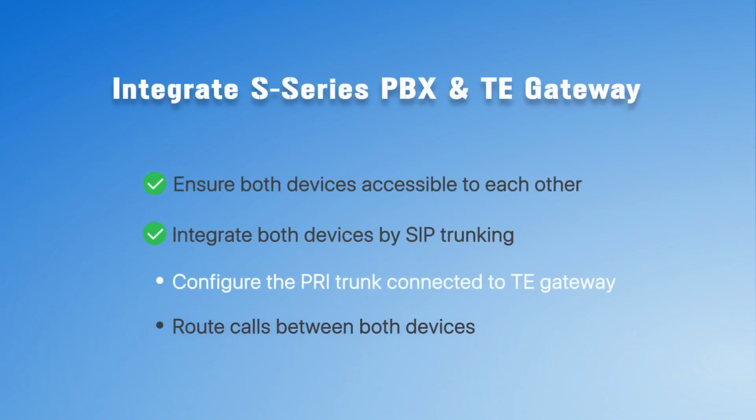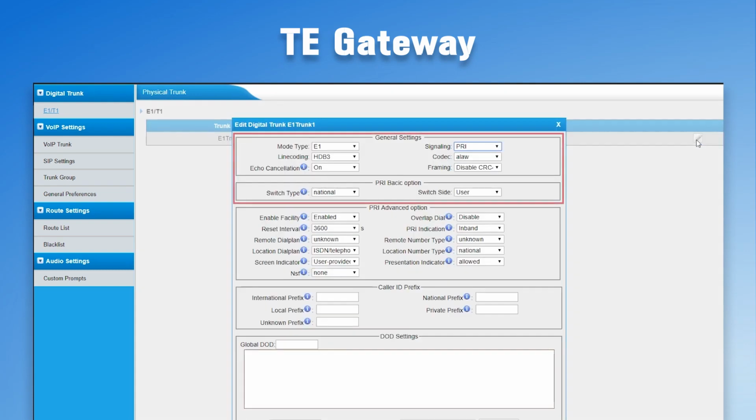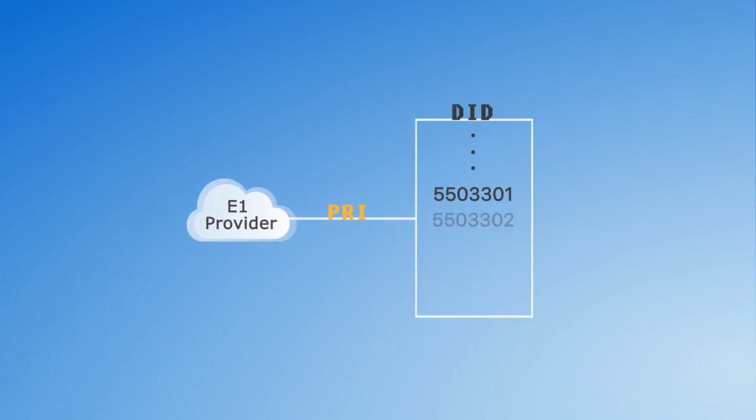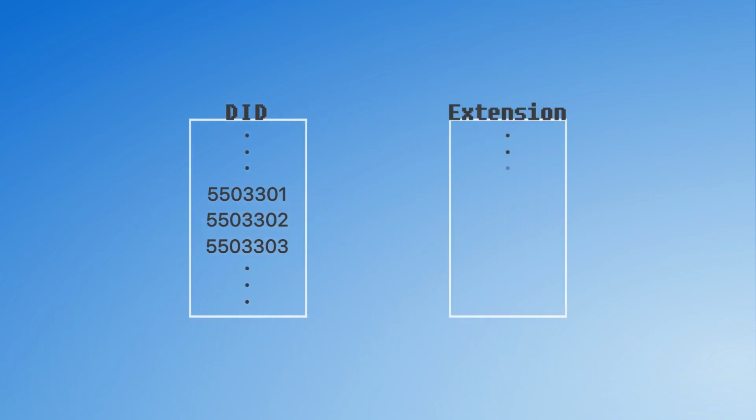Now, two facilities have been connected. Before we route calls between, we're supposed to configure the PRI trunk connected to TE100 to make it work. Find the trunk and edit all general parameters right according to the trunk provider's requirement, so it can obtain normal service from the service provider. As we know, an E1 line can provide up to 30 DID numbers when using the E1 trunk with our telephone system. Each DID number can be bound with an internal extension directly, so the external caller can dial the DID number directly to reach the specific extension.